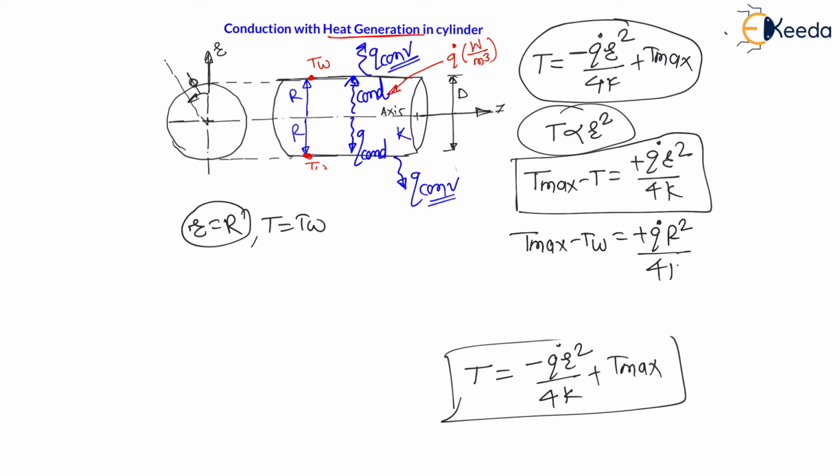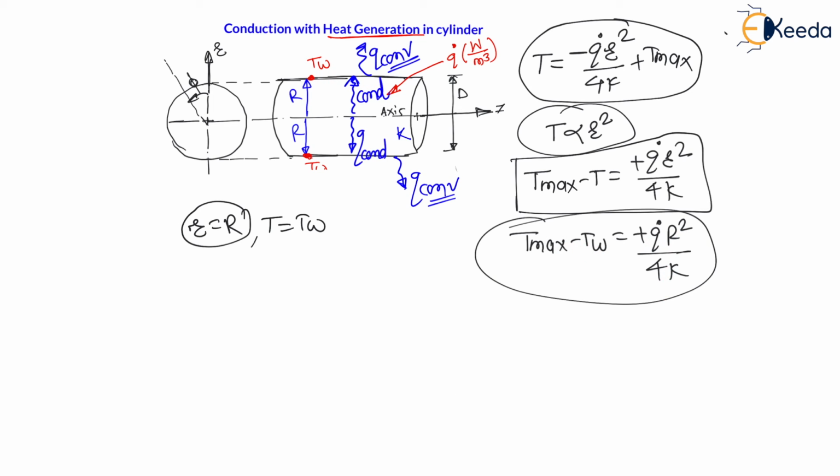square divided by 4k. And my dear students, in the GATE examination or in any competitive examination, a straightforward direct question they will ask on this result. That is, what is the maximum temperature minus wall temperature for a cylinder? It is q dot R square divided by 4k, right? Or they will ask what is the temperature difference at axis and on wall. It will be q dot R square divided by 4k.